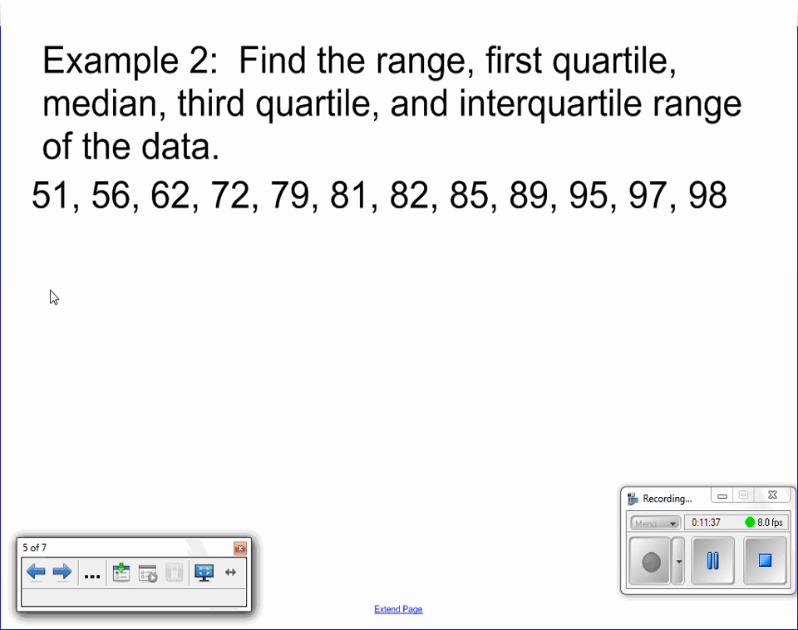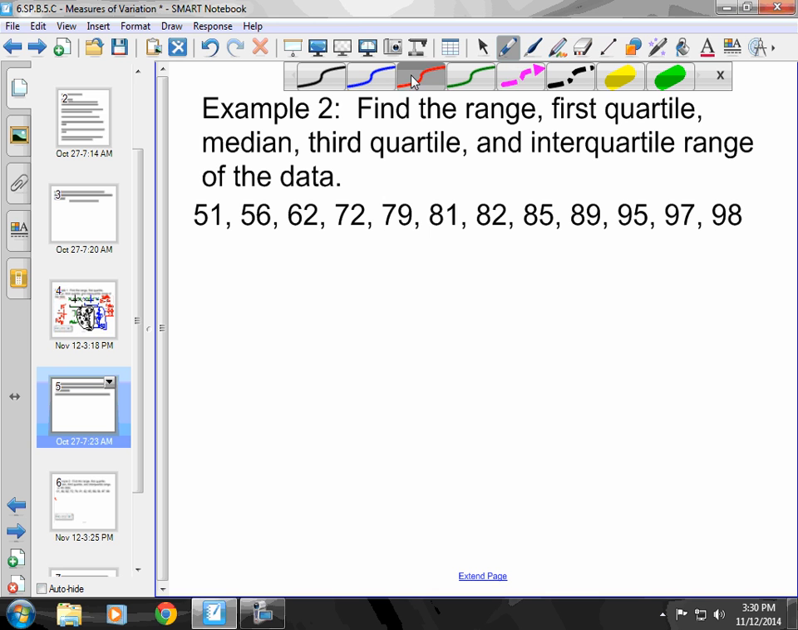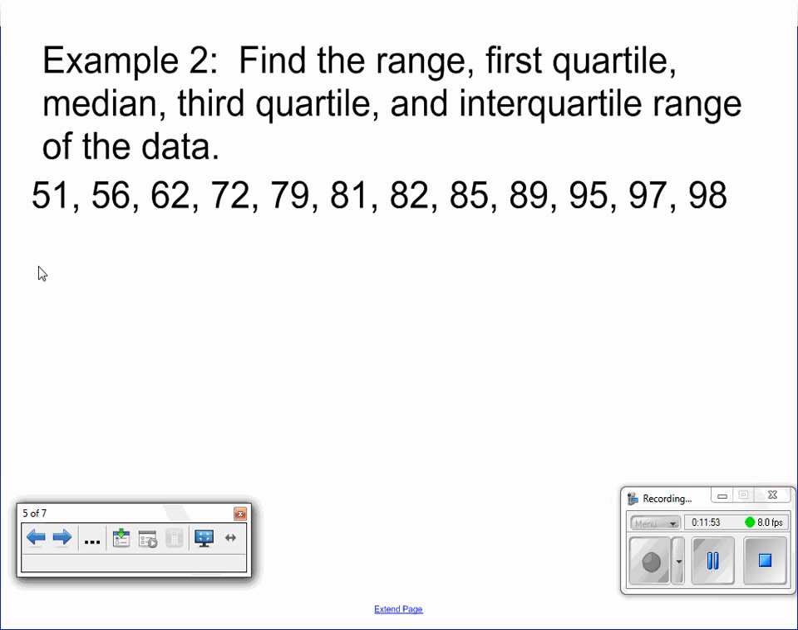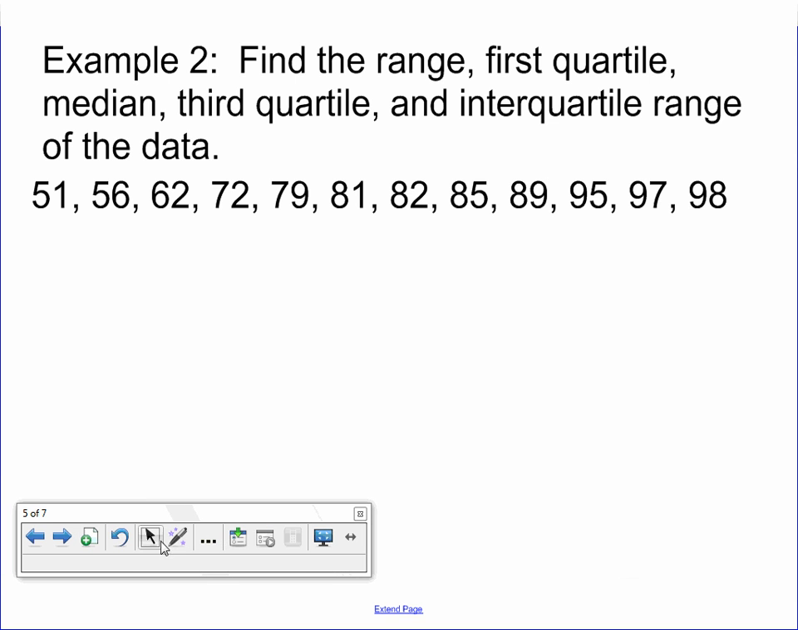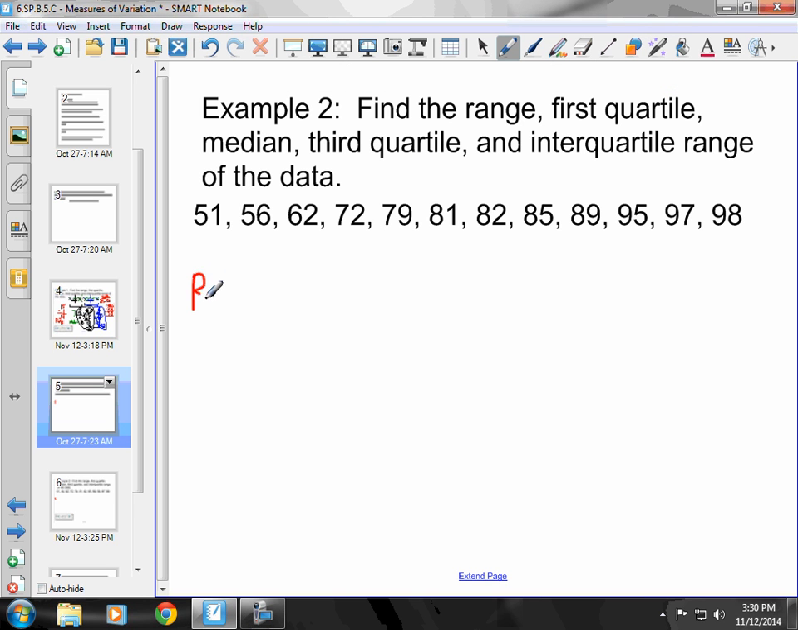If not, you'll have to bear with me, but I'm going to be writing on the computer, which makes it a little bit more difficult than writing on the smartboard. So we'll try this again. The first thing I want to look for is I want to find the range. So right off the bat, I'm going to subtract the smallest number from the largest number. Which would be 98 minus 51.